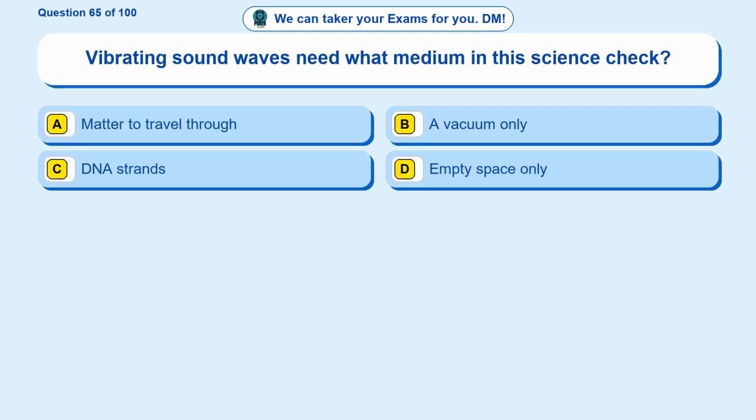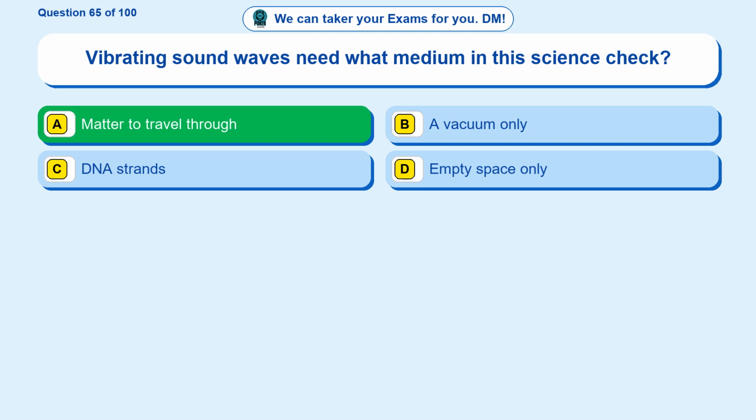Question 65. Vibrating sound waves need what medium in this science check? Option A, matter to travel through. Option B. A vacuum only. Option C, DNA strands. Option D, empty space only. The correct answer is option A.